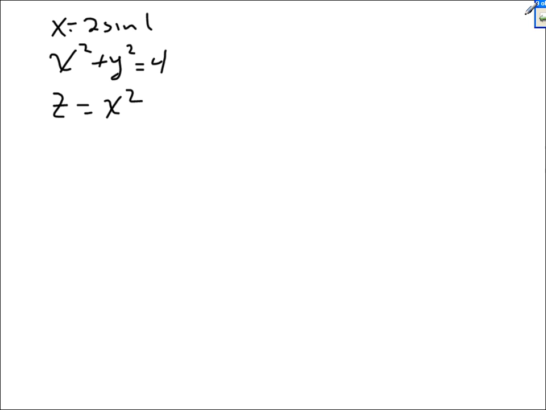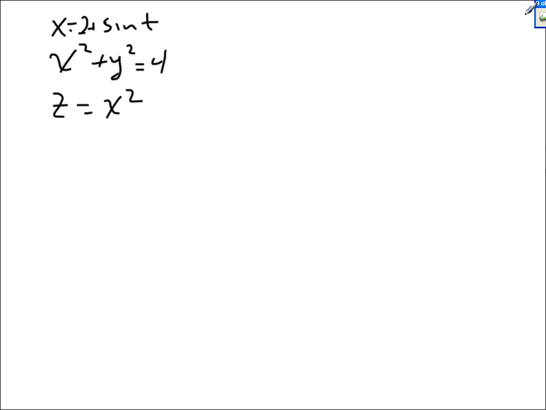And usually they'll start you off by saying x equals t or x equals t plus 1. Suppose you have that x squared plus y squared is equal to 4. That's the equation of one surface. And that z is equal to x squared. And the parameter is x is equal to 2 sine t.